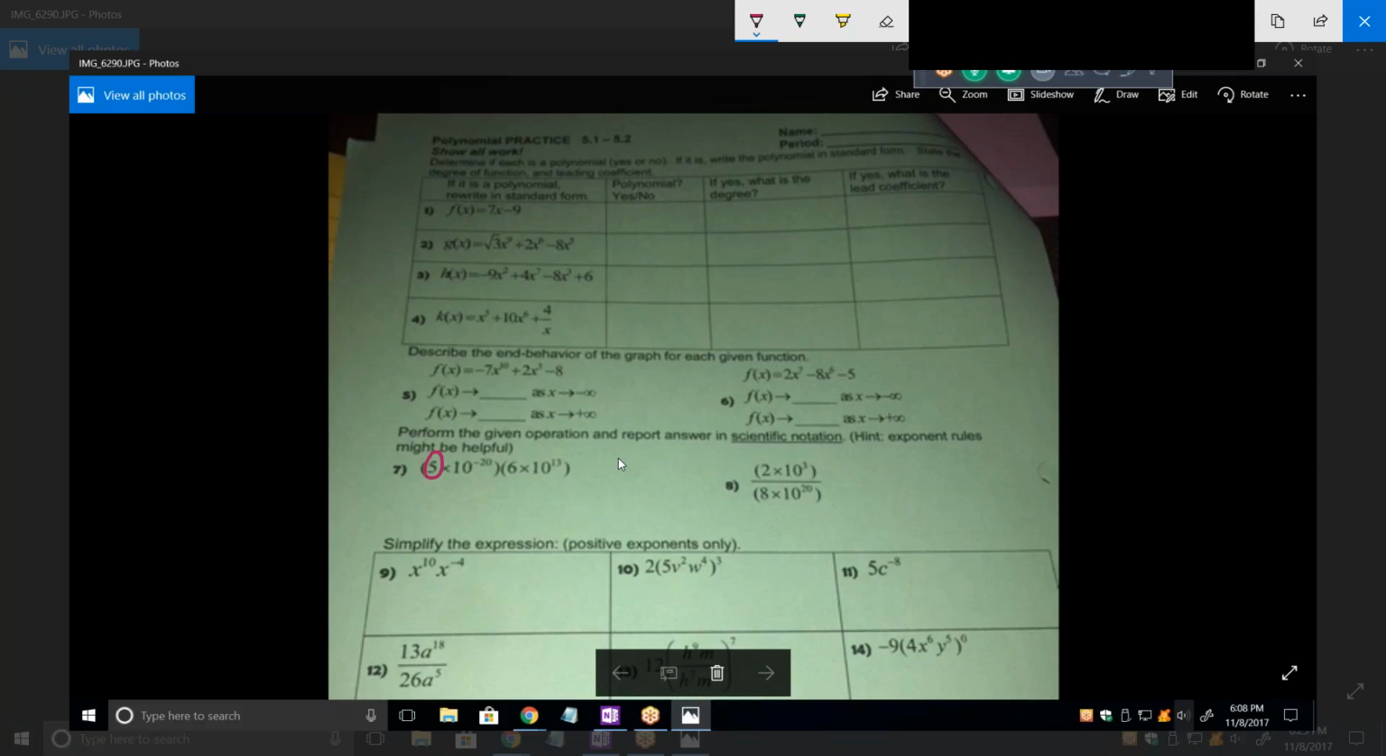It has to be greater than or equal to 1, and it has to be less than 10. So 10, I would turn into a 1. But 9.999 would be okay.